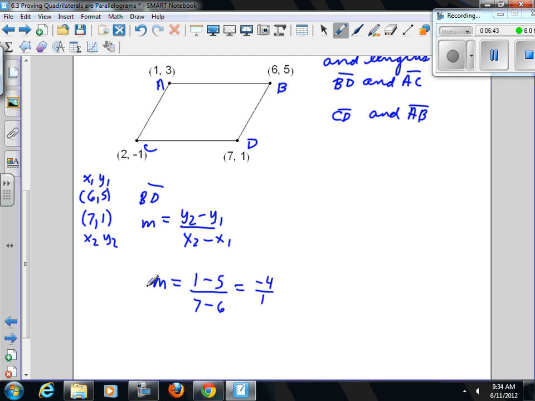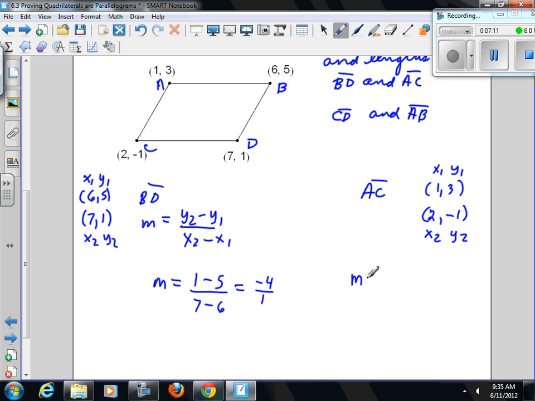Okay, so we know BD is parallel. Or no, I'm sorry, we don't know that. We want to see if BD is parallel to AC. So let's do the same thing with AC. Our points for AC are (1, 3) and (2, -1). So let's label our points x1, y1, and x2, y2.